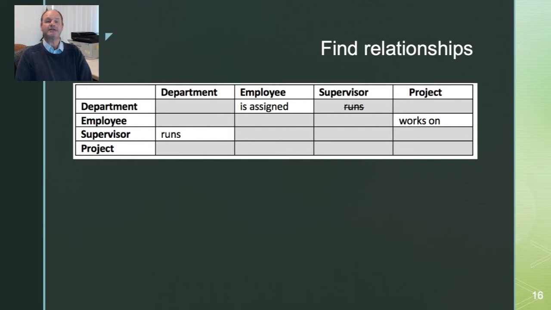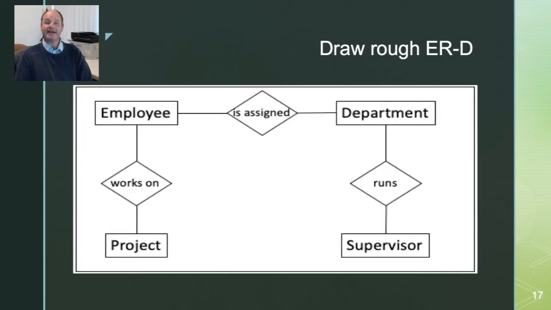We need only to enter the relationship once. So for example, a supervisor runs a department. It does not need to be entered a second time. We connect the entities whenever a relationship is shown in the entity relationship matrix. So in our diagram, you can see that an employee works on a project. An employee is assigned a department, and the department is run by a supervisor.